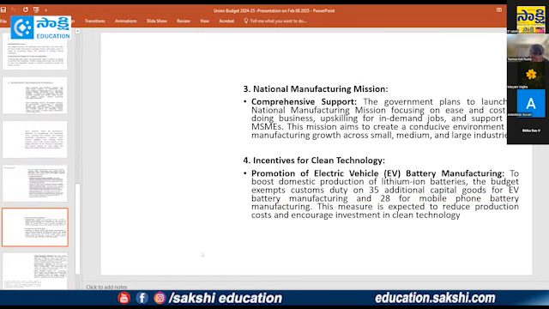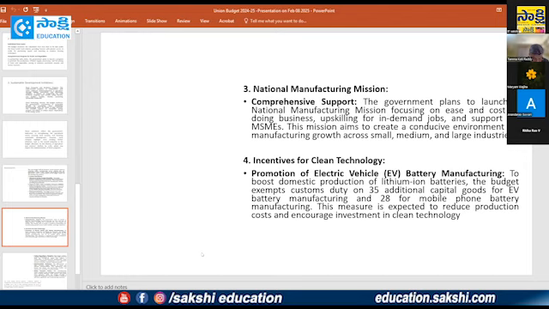National Manufacturing Mission, that is the third part. Comprehensive support. The government plans to launch a national manufacturing mission focusing on ease and cost of doing business, upskilling for in-demand jobs, and support for MSMEs. This mission aims to create a conducive environment for manufacturing growth across small, medium, and large industries.